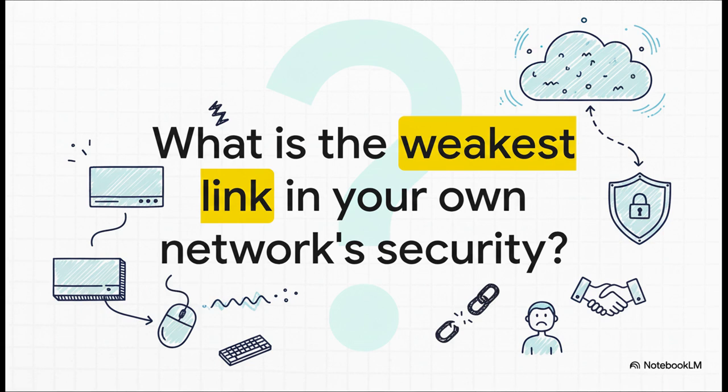We've seen how all these amazing pieces are designed to work together, both seamlessly and securely. But that brings me to one final and I think crucial question for you. Now that you know all the different links in this incredible chain, what do you think is the weakest one in your own network?